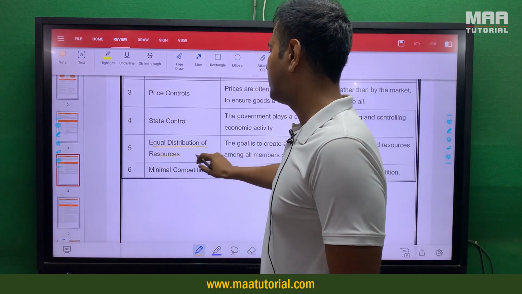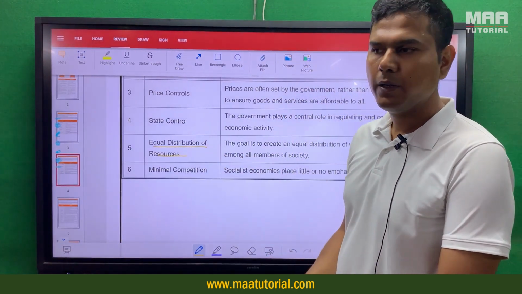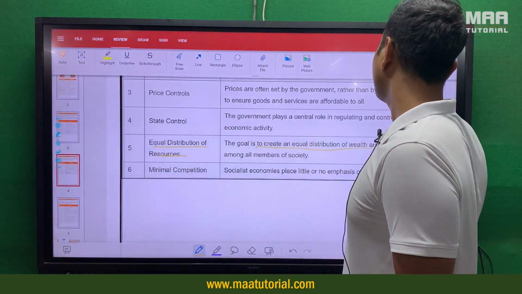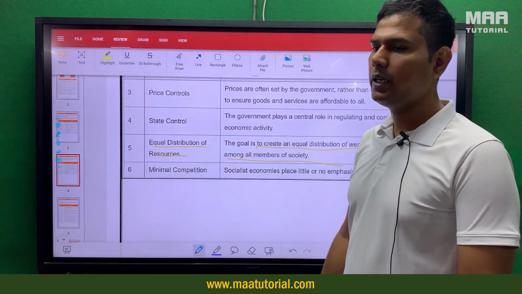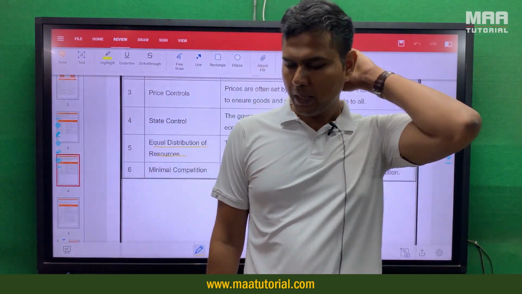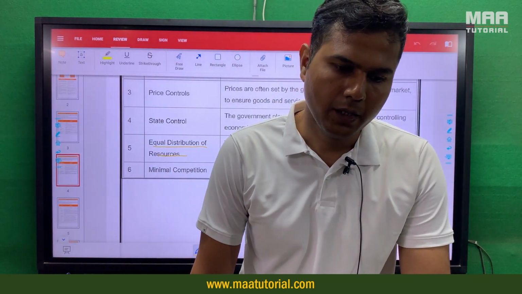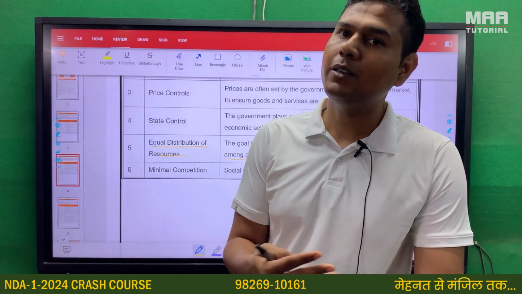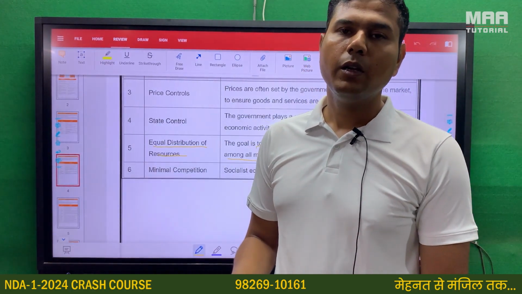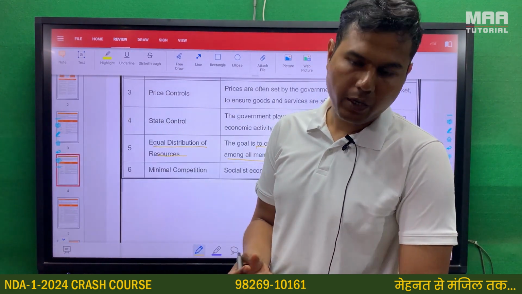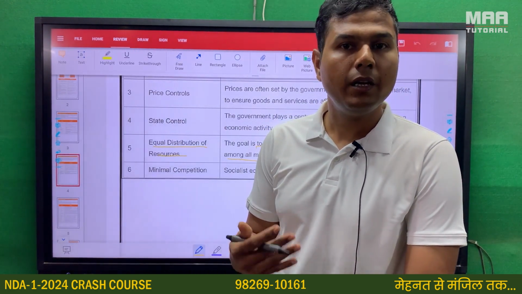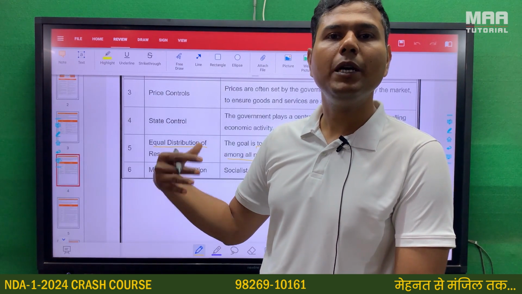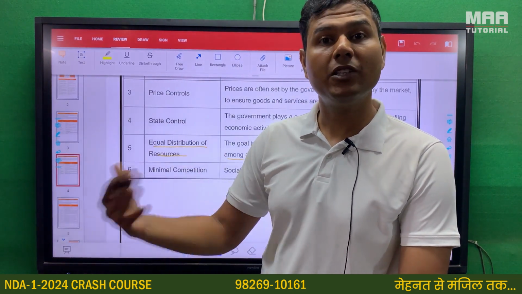Equitable distribution of resources. As I said, the idea is the greater good, so that the majority of the people are benefited. The goal is to create equal distribution of wealth and resources amongst all the members of society. When you have private ownership, I can say that the people in the Adani family, who are part of the Adani group, would have better entrepreneurship or better capabilities in business than a lot of other people in India, right? So they would be doing better business and go on becoming richer and richer.